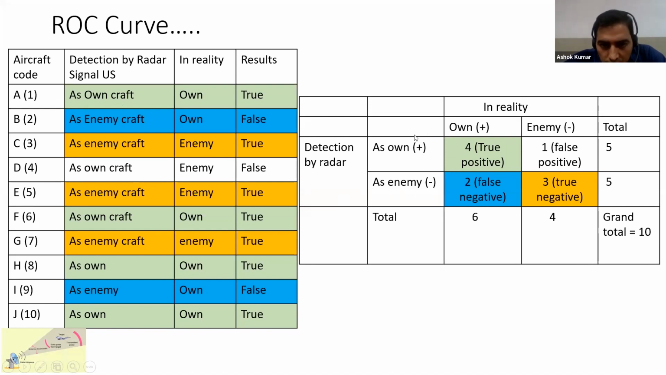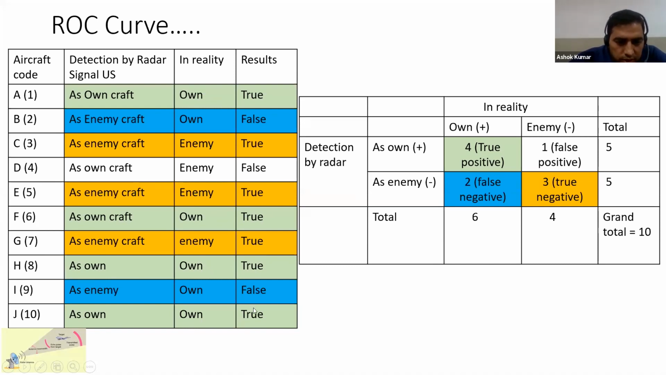Means it is an ally aircraft, and in reality it is an ally aircraft. So it is a true positive. Then here you can see there are 4 in light green, ally craft. In reality it is an ally, and then the result is true. You can see here, sixth one, ally craft. In reality it is an ally, that's coming true. The 8th is an ally, and in reality it's an ally, and then the result is true.